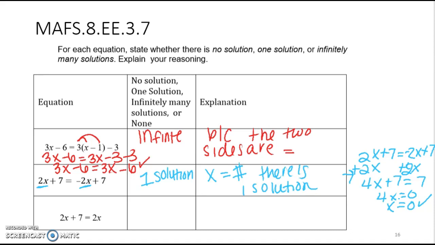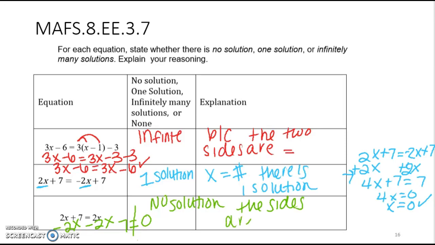In that last example, if I were to solve algebraically, the x's cancel out and I'm left with 7 equals 0. That is not a true statement. So because of that, there's no solution. And the reason there's no solution is because these sides are not equal.